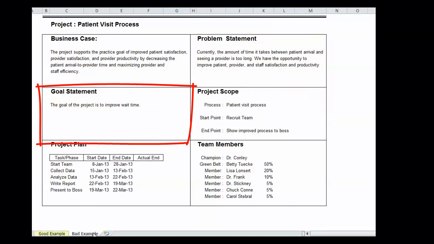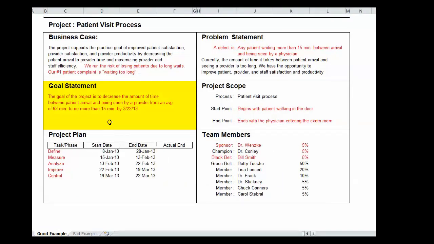Next up is the goal statement. We expect to see a goal statement that addresses our Y variable and says we want to either increase or reduce our Y variable from its baseline level to a target level by a specific date. In this case, our goal statement is very, very vague. To make that more specific, in the corrected example, we've added this.